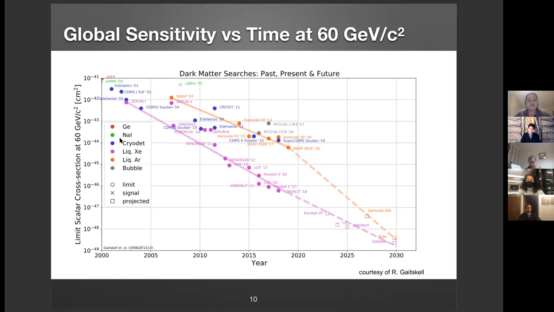The earliest experiments were crystals, germanium and sodium iodide, as well as some other crystals, including sapphire. And then we see that the liquid xenon and liquid argon experiments in purple and in red have really taken over and really sped up where our sensitivity is in time, where these open holes are showing where future experiments hope their sensitivities to fall following where we are right now. So this is a key plot dark matter physicists like to show about how good we've gotten at our job.